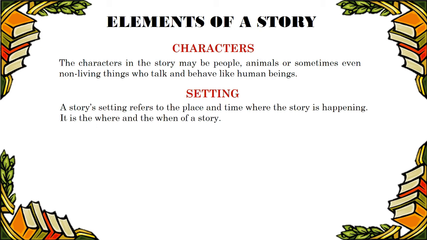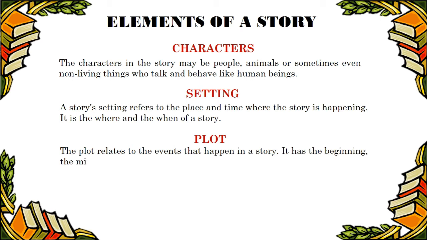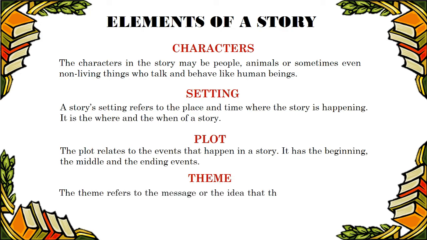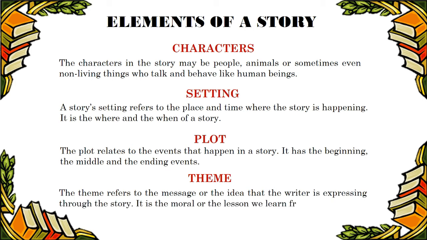The third one is plot. The plot relates to the events that happen in a story. It has the beginning, the middle, and the ending events. And the last and important element of a story is the theme. The theme refers to the message or the idea that the writer is expressing through the story. It is the moral or the lesson we learn from the story.